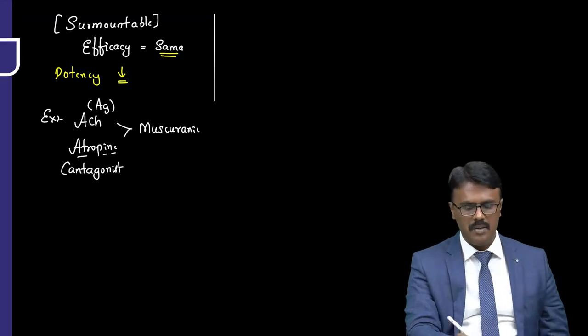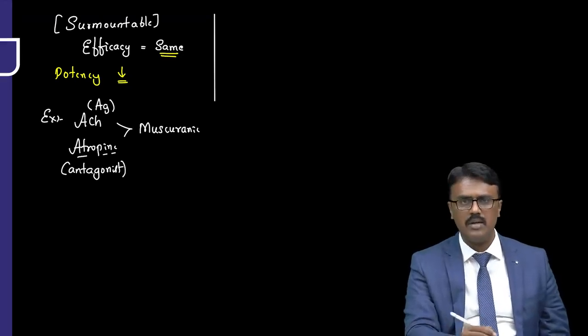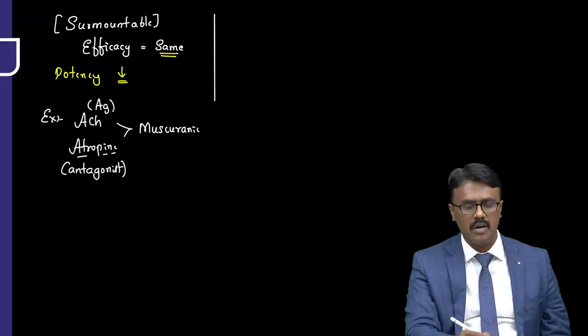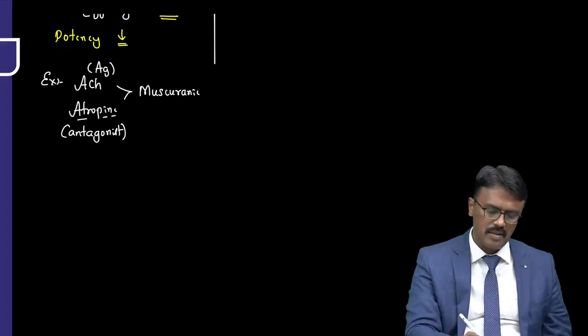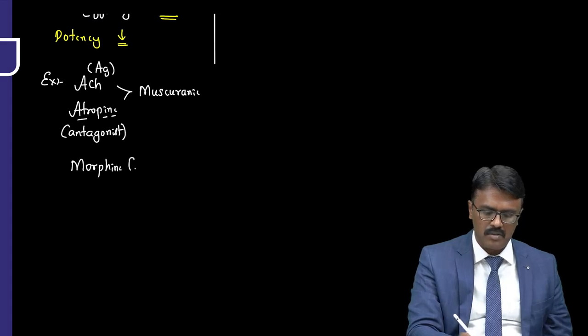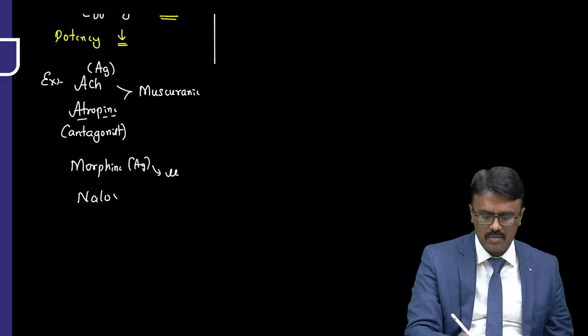So if there is atropine poisoning, that is, atropine has blocked a muscarinic receptor, how do you overcome? By increasing acetylcholine concentration. Another classical example is morphine. Morphine is agonist at the receptor called mu. What is the antagonist for that? It is naloxone. So naloxone is an antagonist.